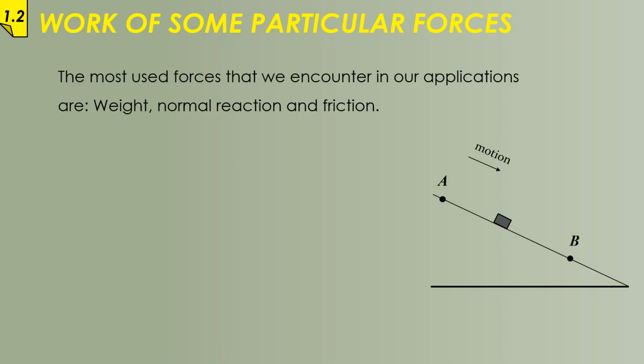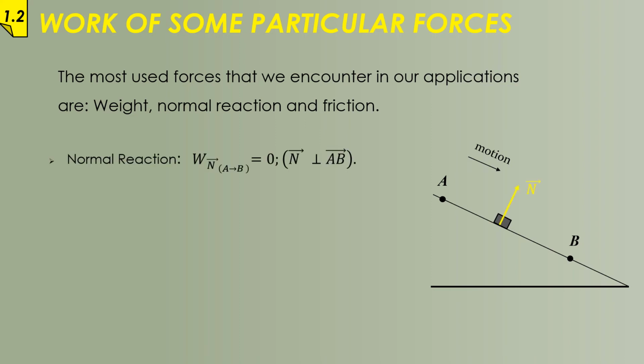Now, moving to the second section, which is a direct application of what we have seen before, since we deal with some forces regularly, it is important that we memorize the equations of the work done by these forces. Of these common forces, we have the weight, the normal reaction of a certain support, and the frictional force. Over here, if you look at the figure, you notice that there is a box. That box is assumed to be moving from A to B. A is up, B is down.